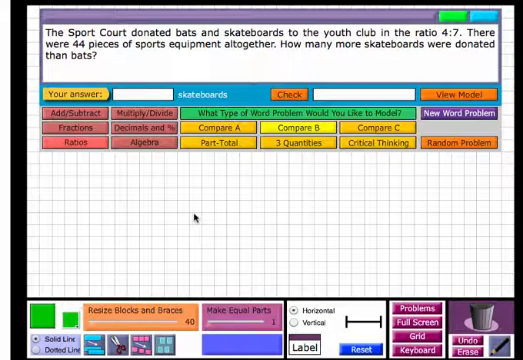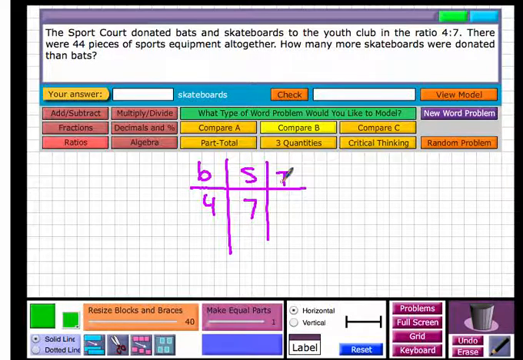I'm just going to do this one with a table. You can do whatever strategy you want from here on out. Bats, skateboards in a ratio of 4:7. There were 44 pieces of sports equipment altogether, so I'm looking at total. Right now the total is 11. It says 44, so I realize that's going to be a relationship. We're going to multiply by 4.